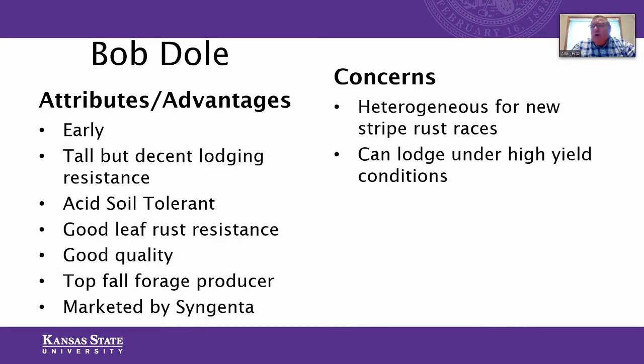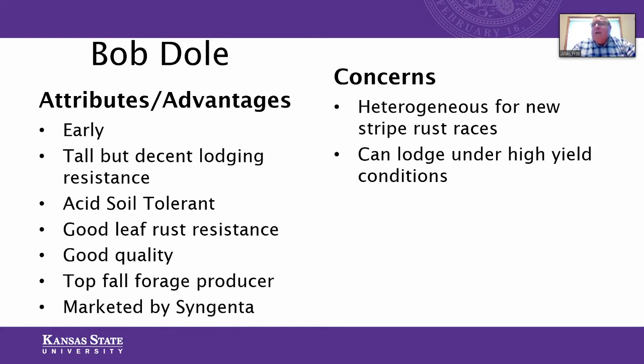That seems to be holding, although we have seen traces of leaf rust on it the last couple of years, but it's not been very frequent. It does have good quality. It's a top forage producer. The Oklahoma data would show that in fall forage, this has been the top line over the last 3 years. And so it does get out of the ground quickly and produces a fair bit of fall forage.